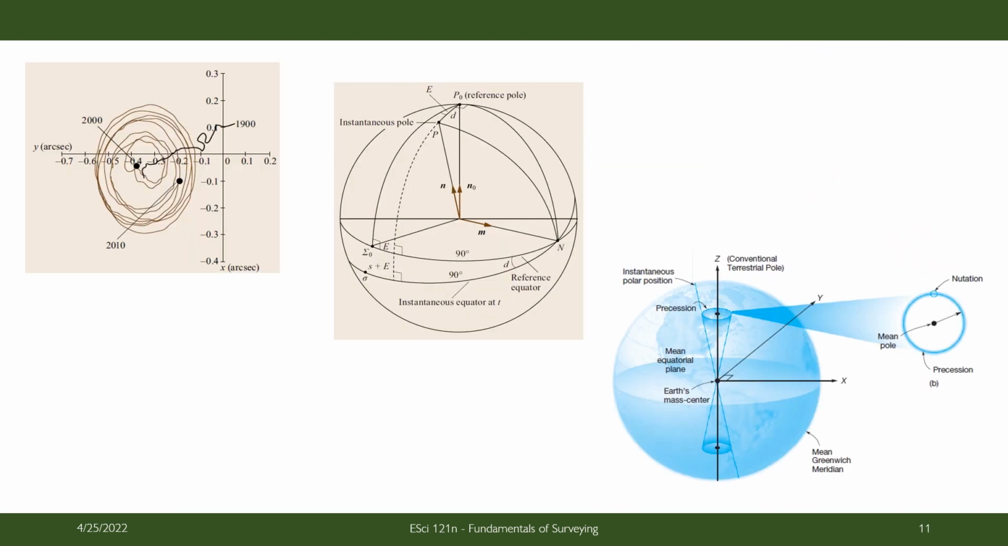So here, as discussed lately, this is the difference between the astronomic meridian and the geodetic meridian. When we say astronomic, it's the instantaneous polar position during that time. Where is the pole? We all knew that this is the pole, but in reality, your pole is actually moving, such as in this figure.